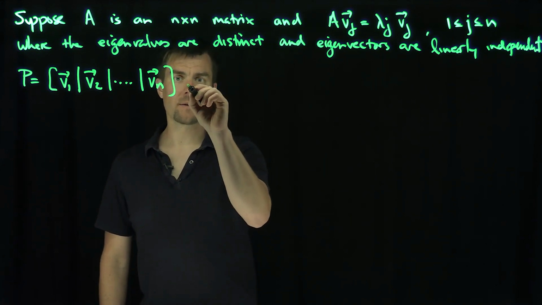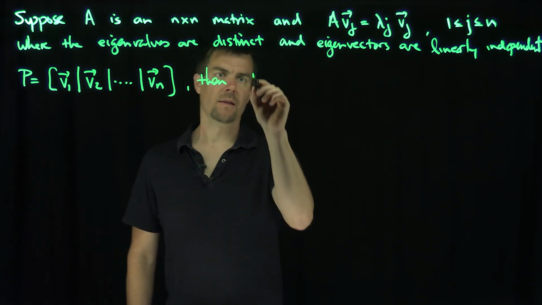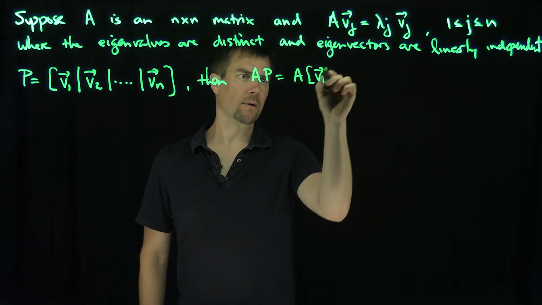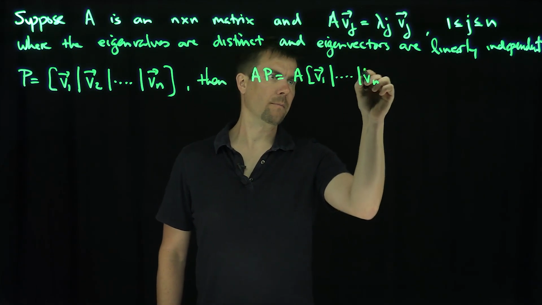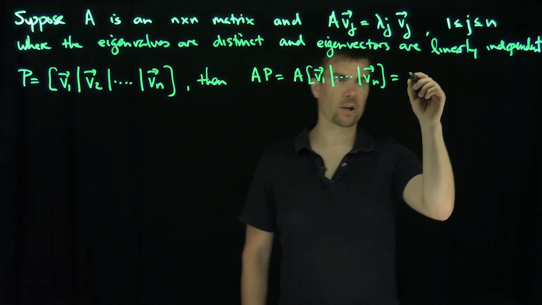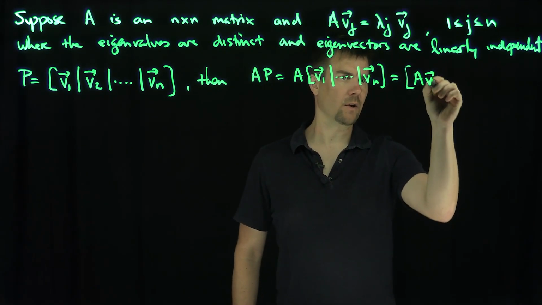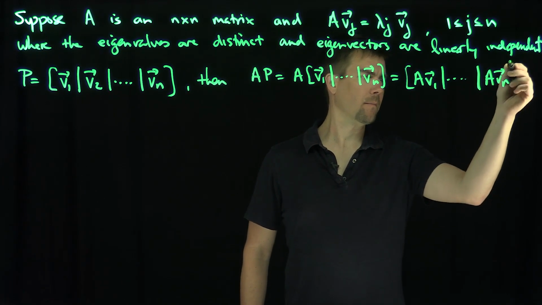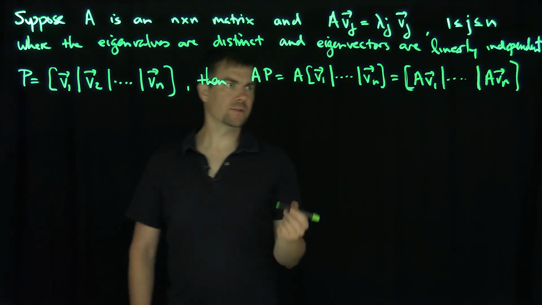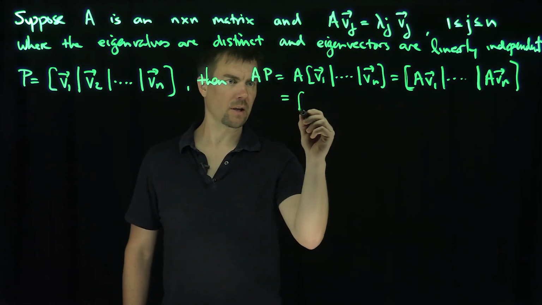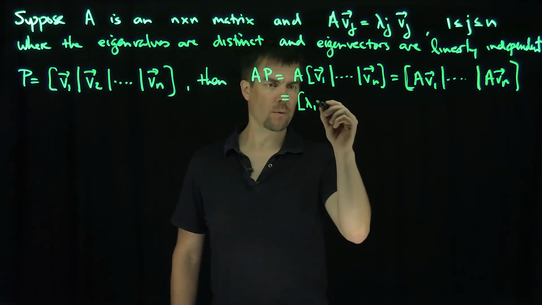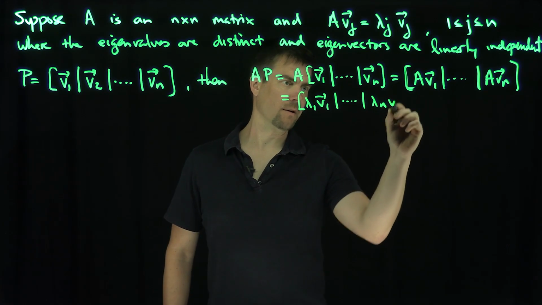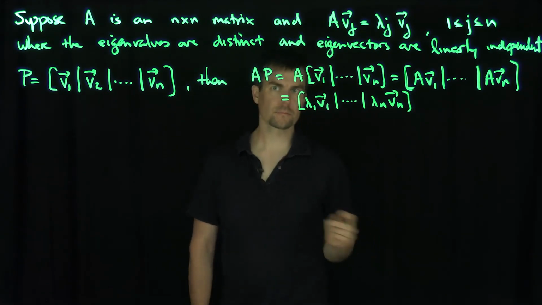And then what can I say? Then A times P is really A times V1 through Vn, which by definition of matrix multiplication is A of V1 down to A of Vn. And now since they're eigenvectors, this is going to be lambda 1 V1, columns all the way down to lambda n Vn.